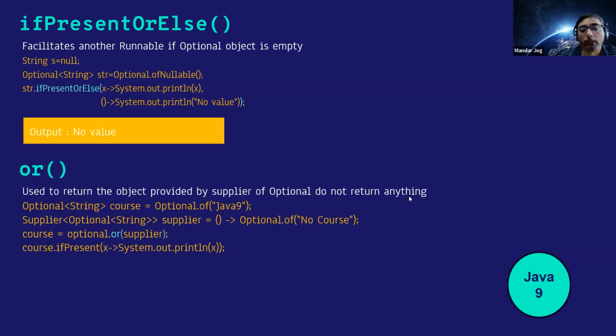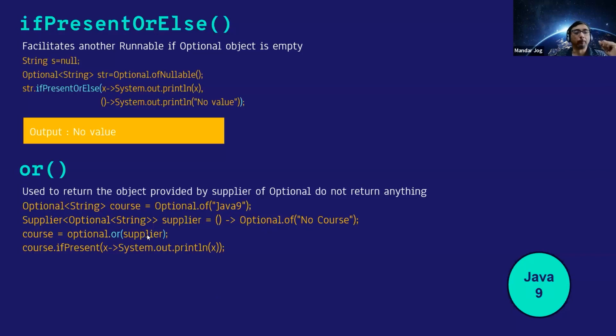Understand that? You need two things. One is the Optional, second is the Supplier. And if the Optional does not have something, I'm supplying something and saying that if you are empty, I'm supplying this to you, use this. That is something which is called a Supplier. So I'm creating an Optional and I'm creating the Supplier, which is of type Optional and of type String. Currently, I'm having Optional of type Java 9 and I'm saying course is equal to optional.or(supplier).